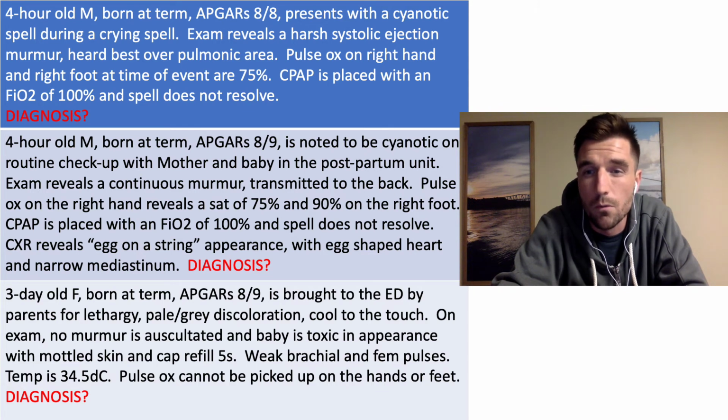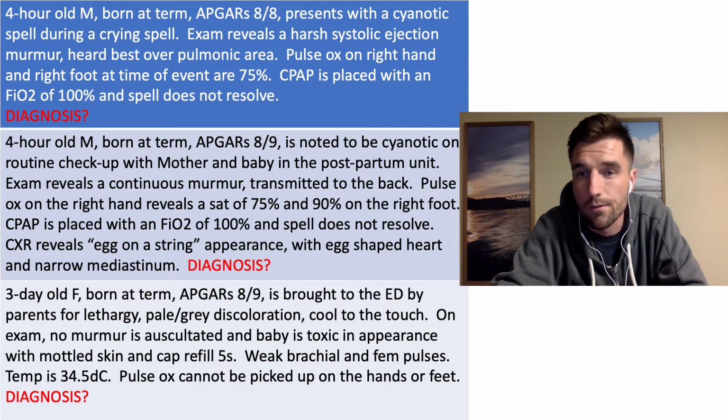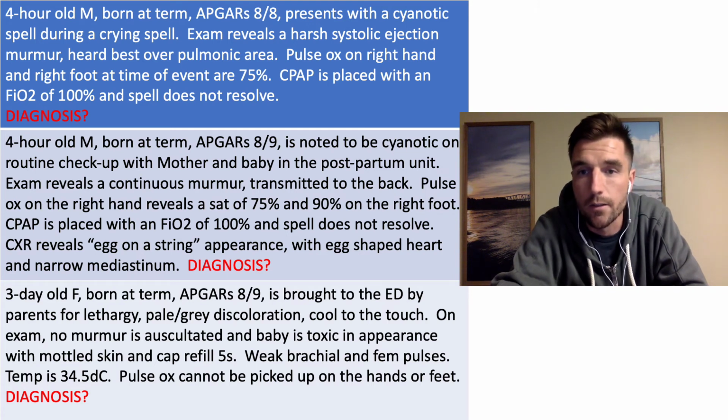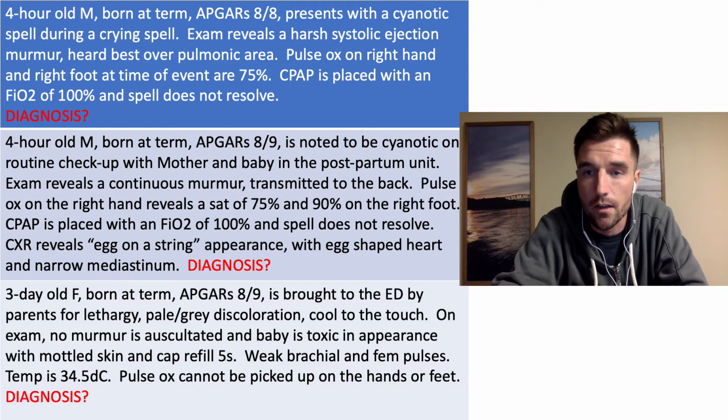This can really only be one thing. There are some clues in the case that give that away. You see the right hand and right foot SAT, 75 and 90%. You see the chest x-ray with egg on a string appearance. The only thing here that this could possibly be is transposition of the great arteries. You have this pathognomonic reverse differential cyanosis and chest x-ray finding. And remember this chest x-ray finding because this may show up later on your pediatric board exam.